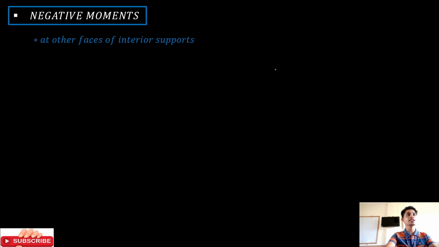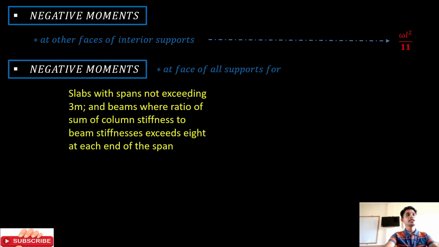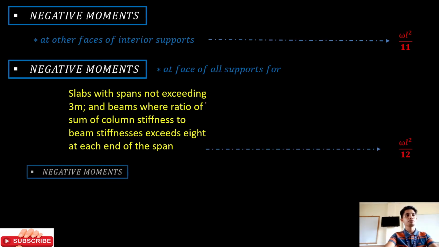At other faces of the interior support. So, yung mga faces ng ating interior support, maliban dun sa nabanggit kanina, ito yung WL squared over 11. Okay? So, negative moments ulit at face of all supports for slabs with spans not exceeding 3 meters, and being the ratio of sum of column stiffness to beam stiffness exceeds 8 at each end of the span, WL squared over 12.